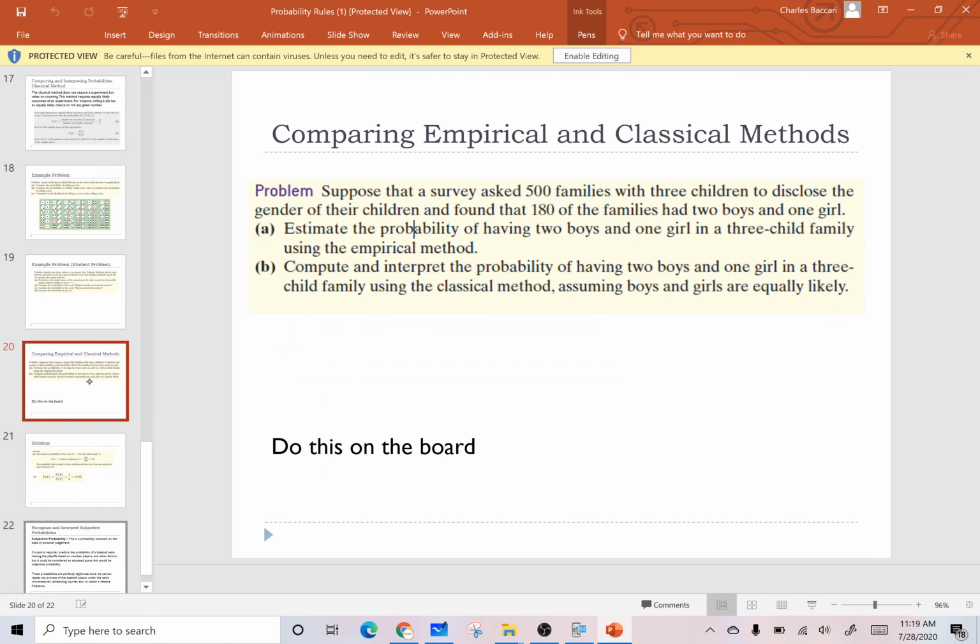Anyways, suppose that a survey of 500 families with 3 children asked them to disclose the genders of their children and found that 180 have 2 boys and 1 girl. Estimate the probability of 2 girls and 1 boy using the empirical method. Calculate the probability using the classical method. Are they equally likely?